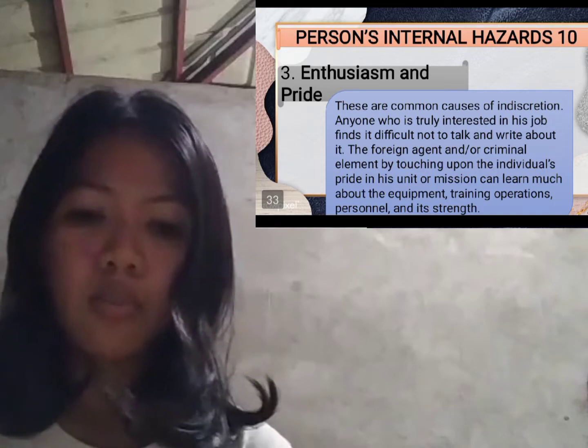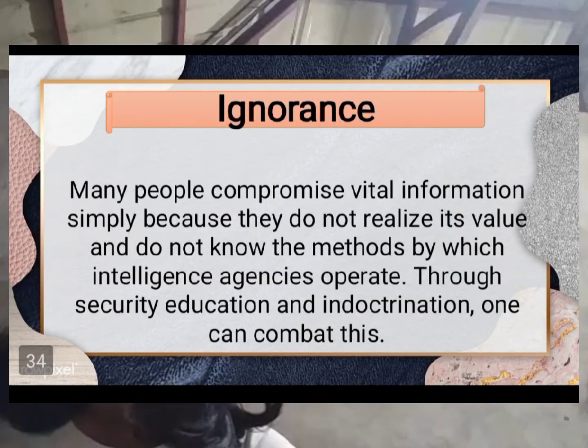Ignorance. Many people compromise vital information simply because they do not realize its value and do not know the methods by which intelligence agencies operate. Through security education and indoctrination, one can combat this.